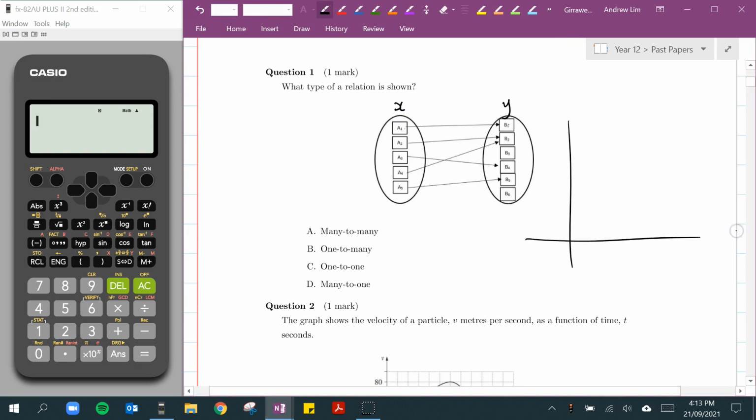So if I were to graph this, we've got 1, 1. Let's just say that's 1, 1. 2, 2. 3, 4. 4, 2. And then 5, 5. So if I were to graph this, it might look something like this.